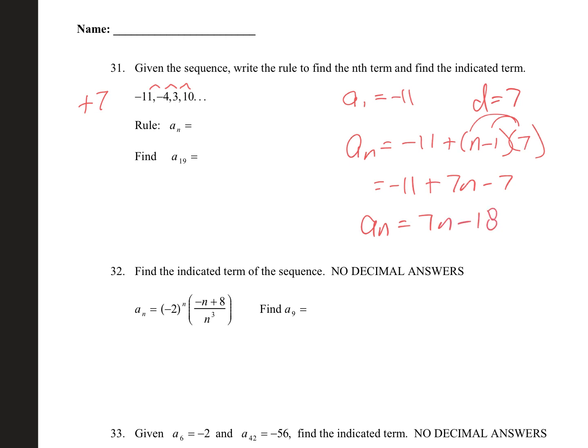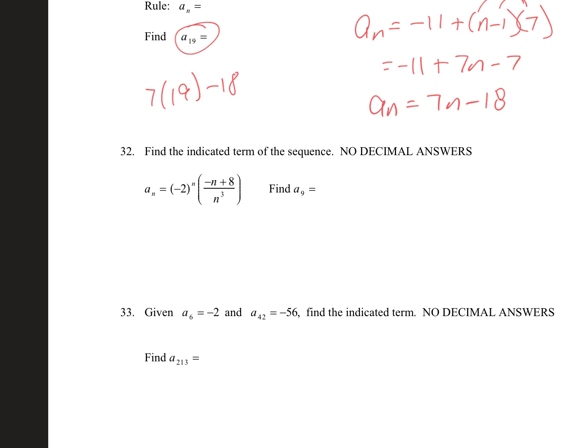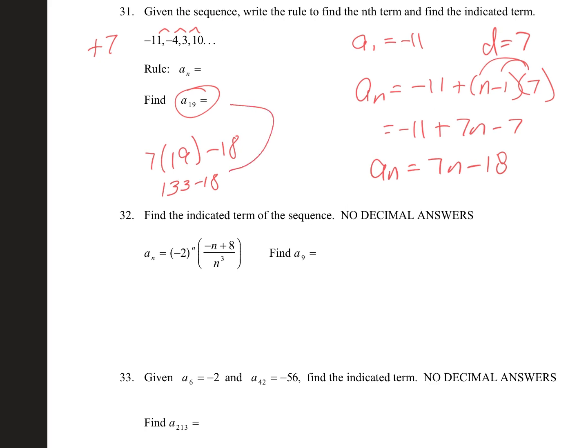And then how do you find the 19th term? You say 7 times 19 minus 18. What's 7 times 19? What is it? 133 minus 18. And that gives you your 19th term.